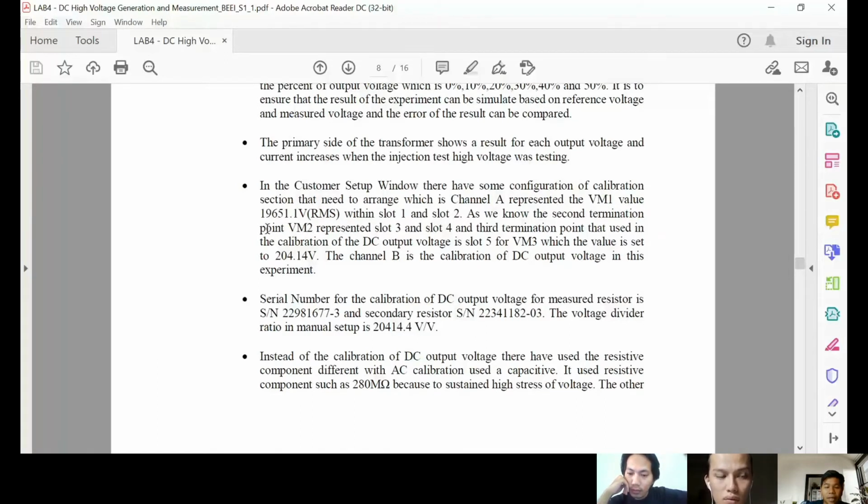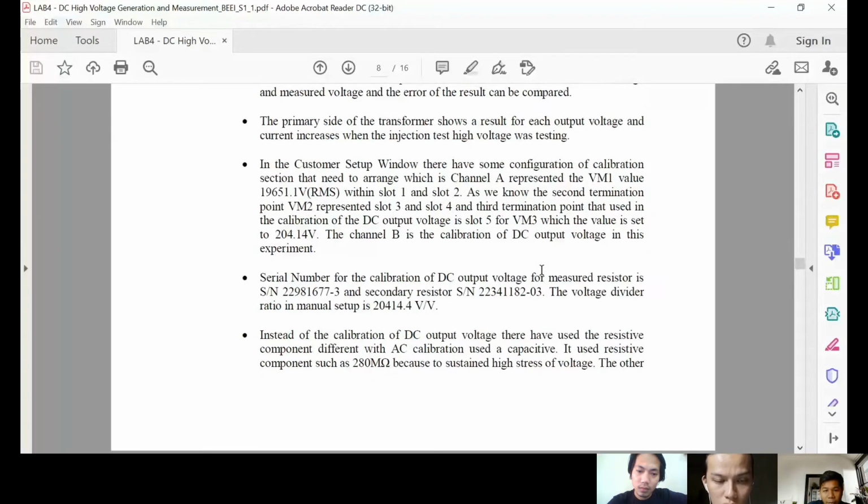value is 19,651.1 VRMS within slot 1 and slot 2. As we know, the second termination point VM2 represents slot 3 and slot 4, and the third termination that used in the calculation of DC output voltage is slot 5 for VM3, which the value is set to 204.14 volt. The channel B is the calibration of the DC output voltage in this experiment.